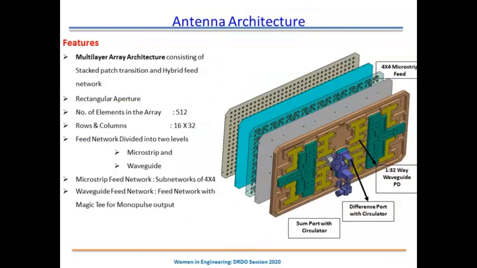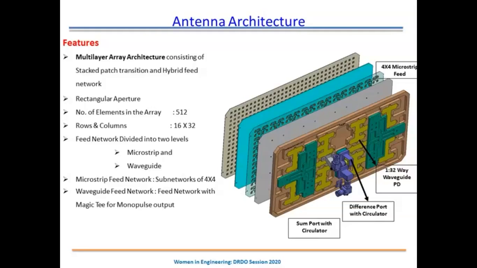To meet the electrical specifications that I mentioned for the Ku band antenna array, we came up with this architecture. First is the stacked patch. This is an array; the one I showed earlier was a single element. The array consists of stacked patches and a hybrid feed. Basically, one is the microstrip level feed, and the other is the waveguide feed network. That is why I am calling it a hybrid feed.